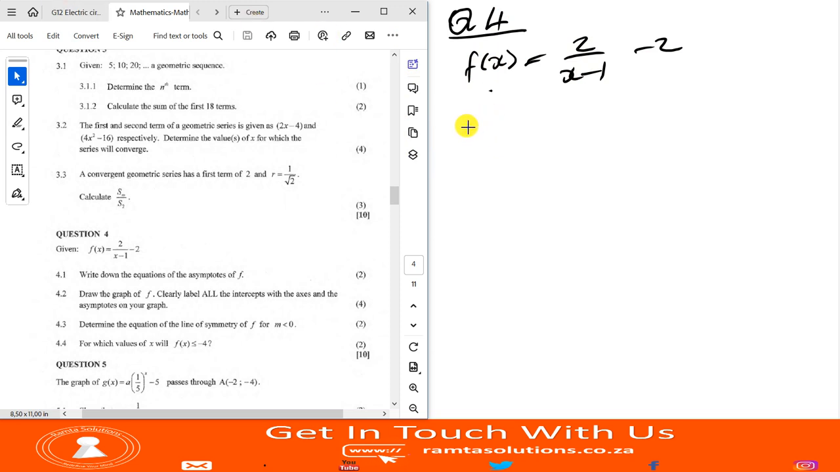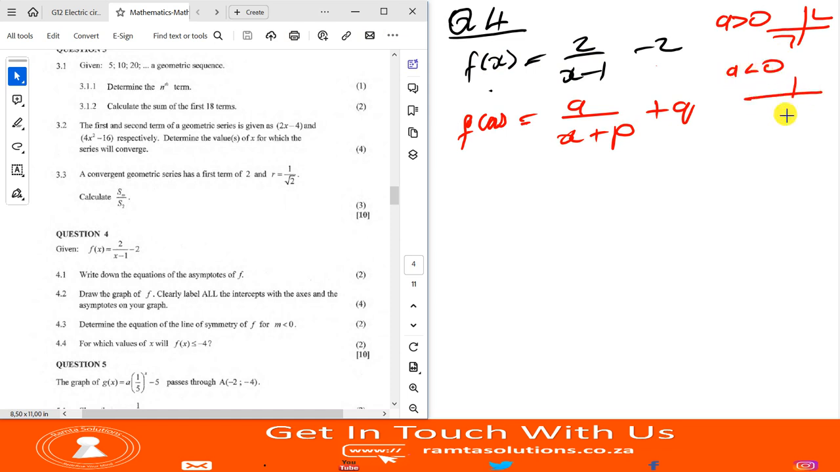We know that they come in the form, let me say f of x equals a over x plus p, where this a, if a is positive, your function, oh my, I forgot to add plus q. Let me add plus q. Okay, so now if a is positive, your function is between your first and your third quadrant. And if a is negative, it'll be between the second and fourth quadrant.